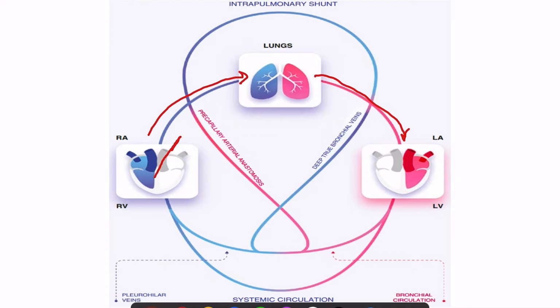It also has intrapulmonary shunts like the pericapillary arterial anastomosis and the deep true bronchial veins. And apart from that, it also receives some circulation from the systemic part, that is the bronchial circulation. However, we will be mostly focusing on the pulmonary artery and how the blood reaches the left atrium.